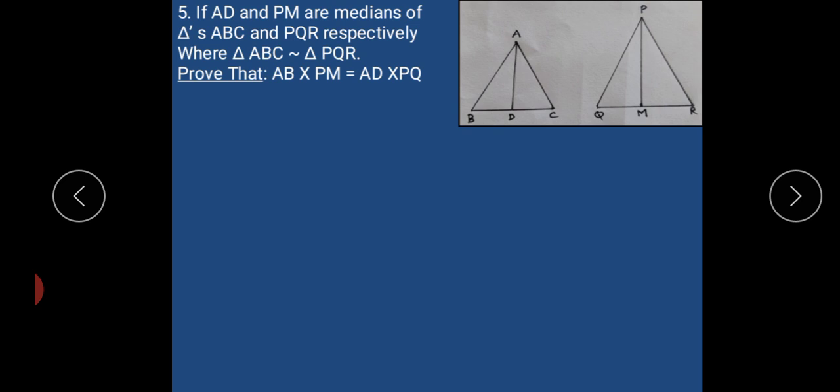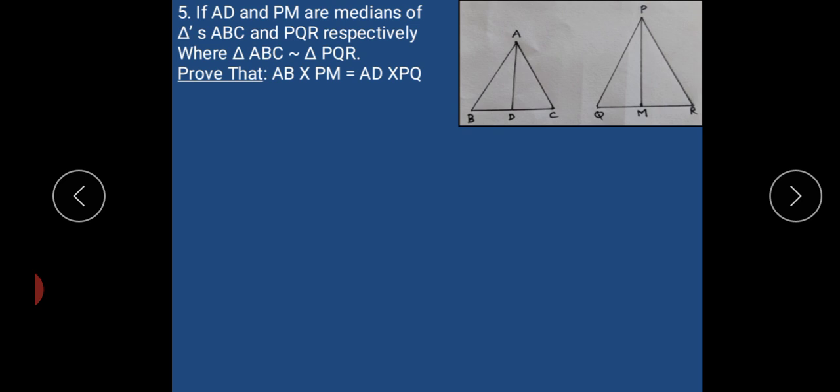Now for the first time we are asked about the product of sides, two sides on the left hand side and two sides on the right hand side. What is done here is just one step extra. When you prove the two ratios are equal, cross multiply, you will get this answer. Now look at the sides involved here: AB, PM, AD and PQ. So it is very clear which triangles to consider.